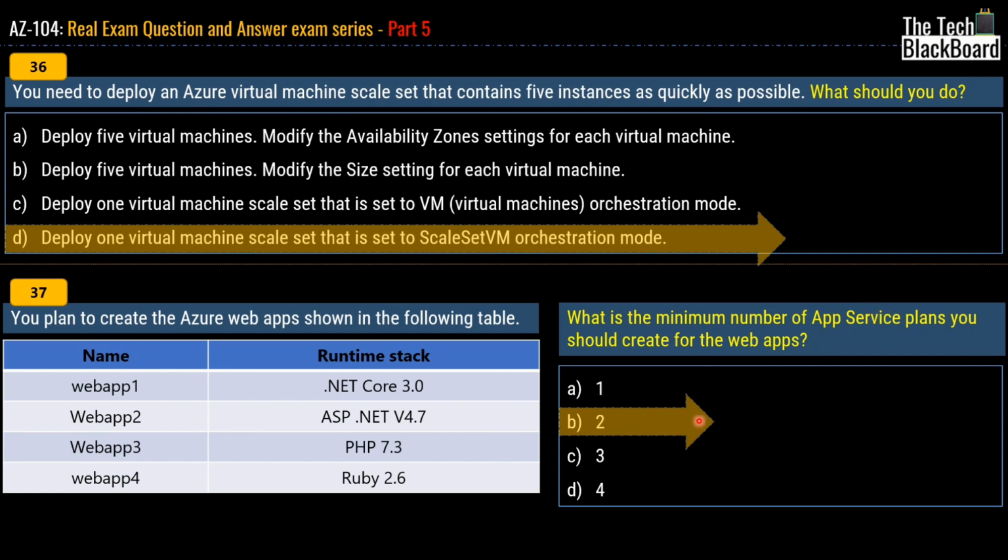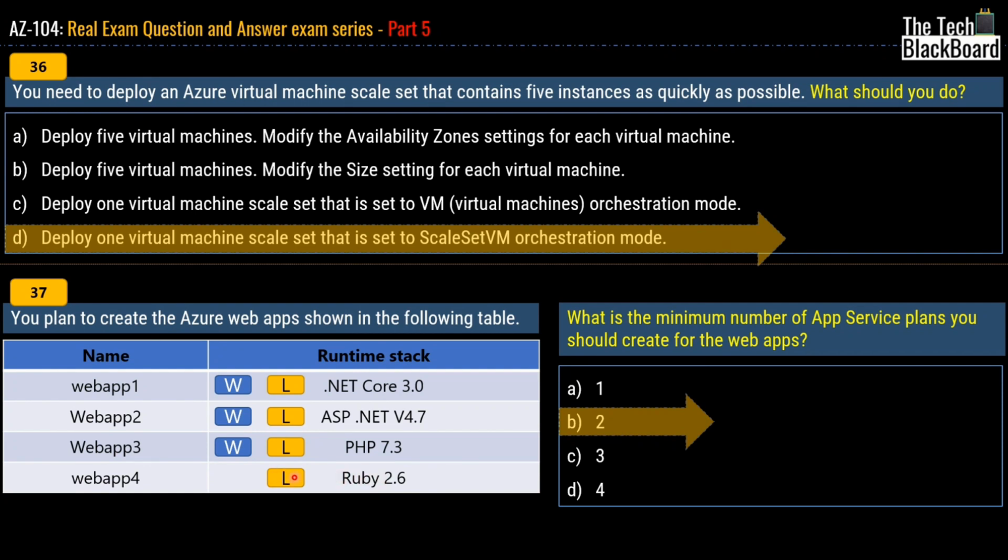Now let's understand why I chose 2 as the correct option here. If you look at the runtime stack very carefully, you will realize that .NET Core version 3.0 can run both on Windows and on Linux. Then we have ASP.NET 4.7, which can also run on both. PHP can also run on both Windows and Linux. And then we have Ruby 2.6, which can only run on Linux.